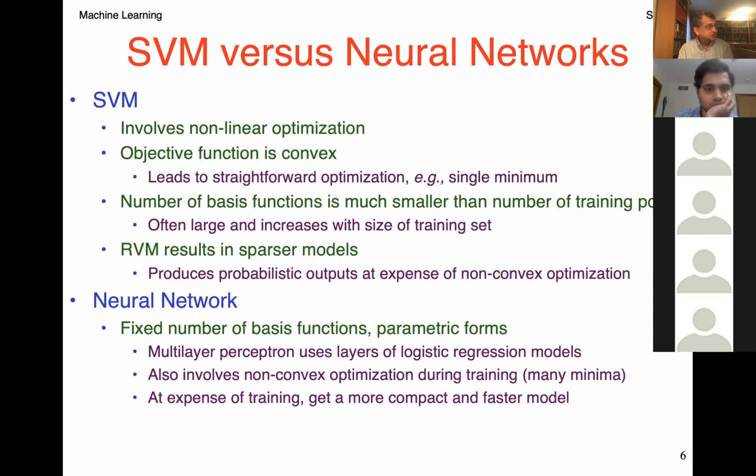When you say the objective function is convex, it means something like the shape of a bowl. It's a convex shape. Non-convex means there are all kinds of ups and downs, hills and valleys. That's non-convex, so it has many maxima and many minima. And at the expense of training, it requires effort to train a neural network than an SVM. And we get a more compact and faster model. So we can do that.